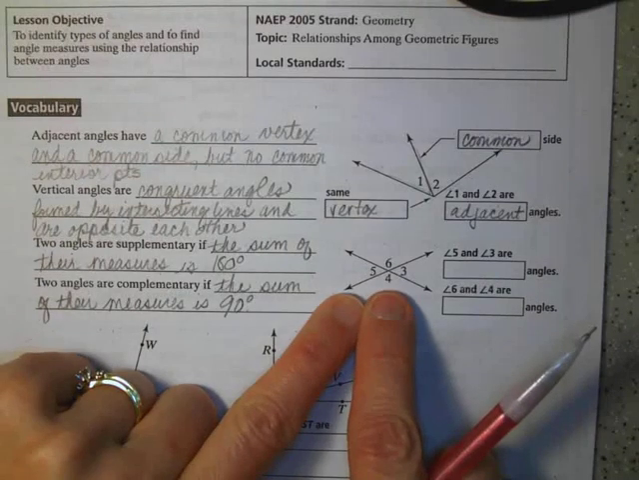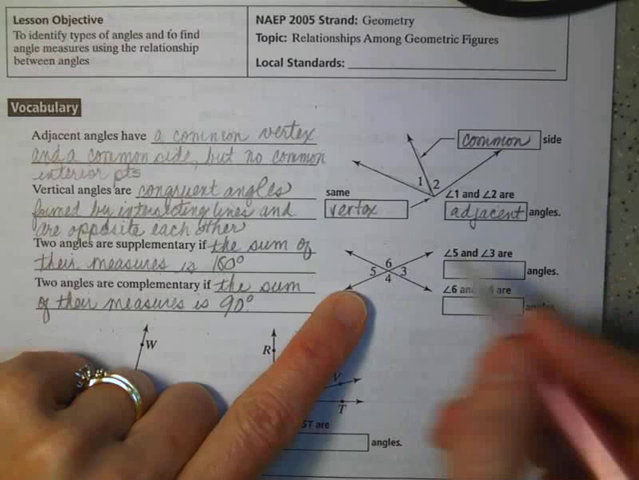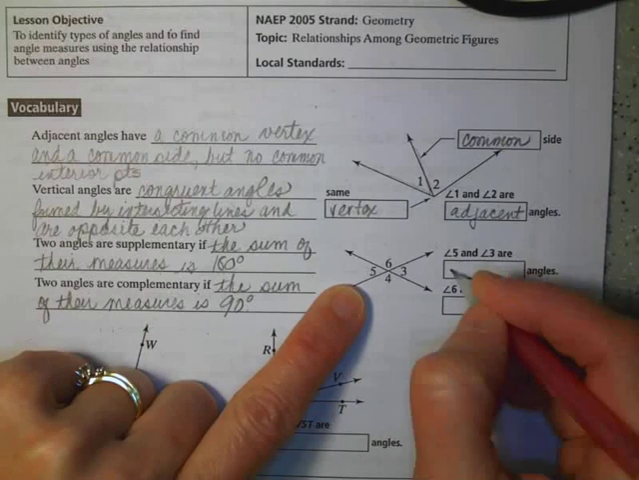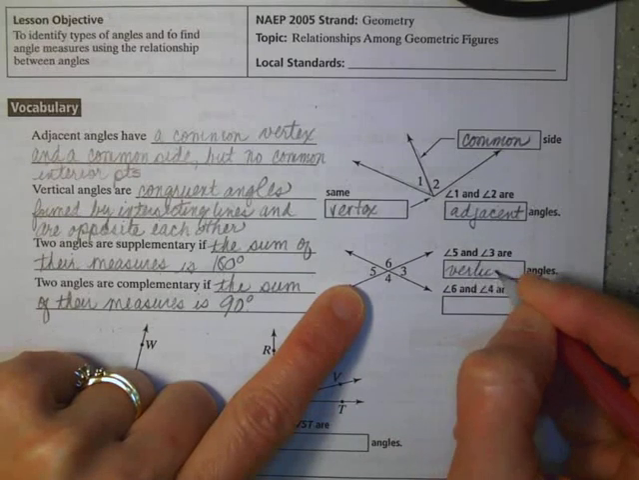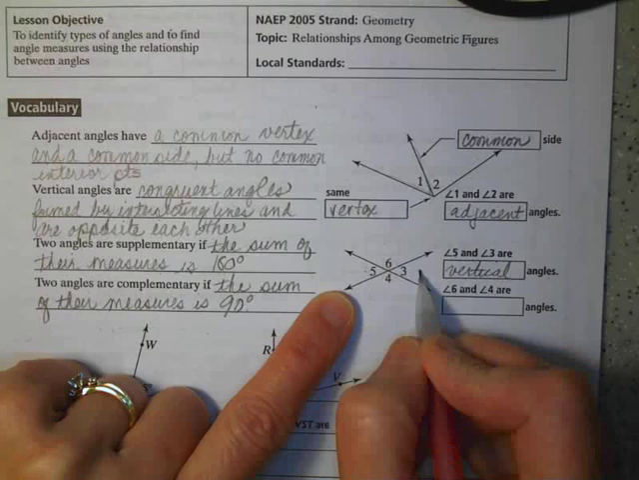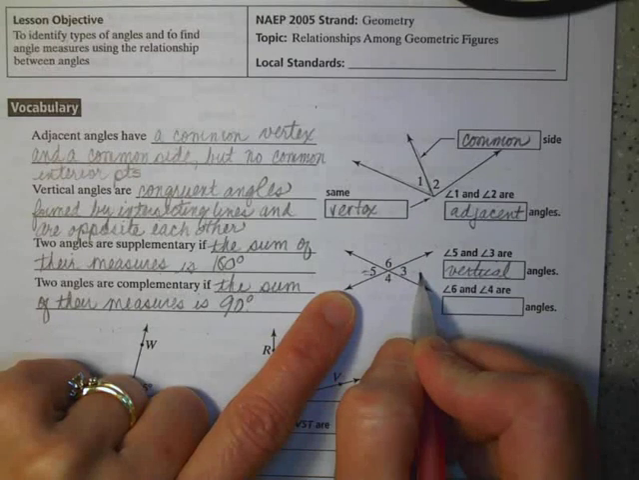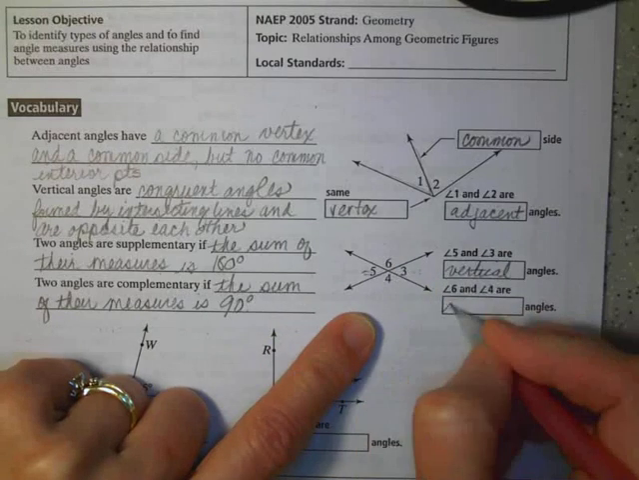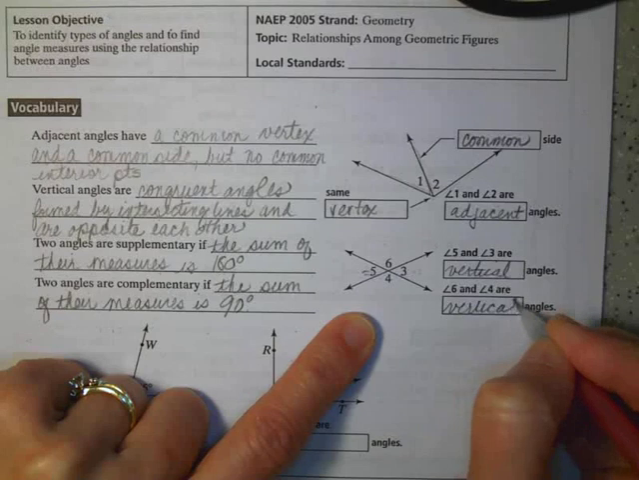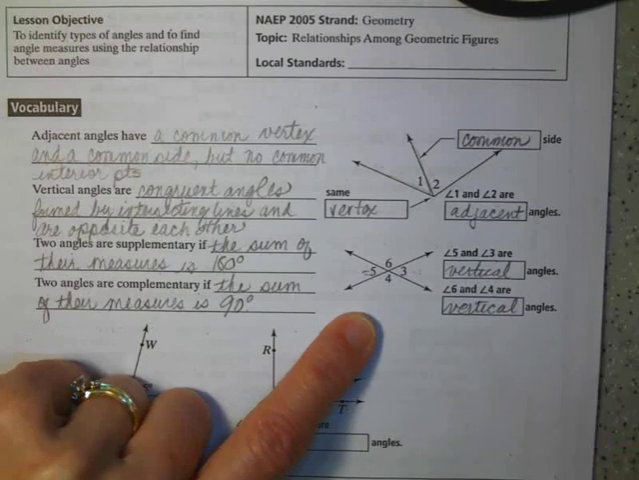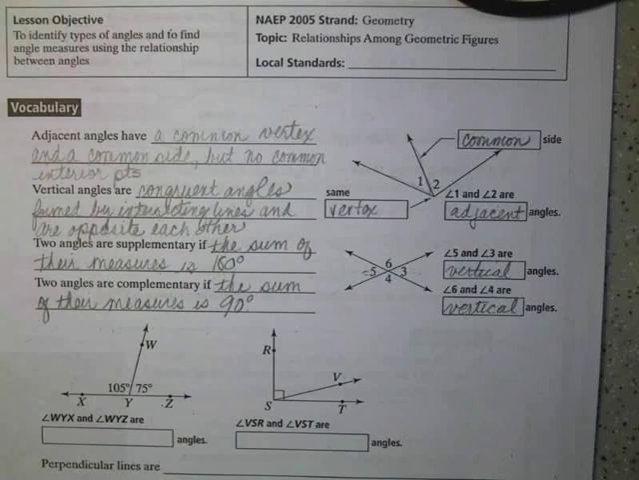The next picture shows us vertical angles. Angles 5 and 3 are vertical angles. They're opposite of each other. And 6 and 4 are vertical angles. They're opposite of each other. They're formed by two intersecting lines, and vertical angles are congruent to each other.